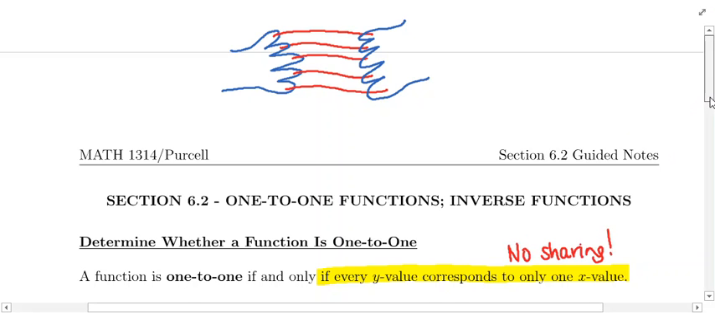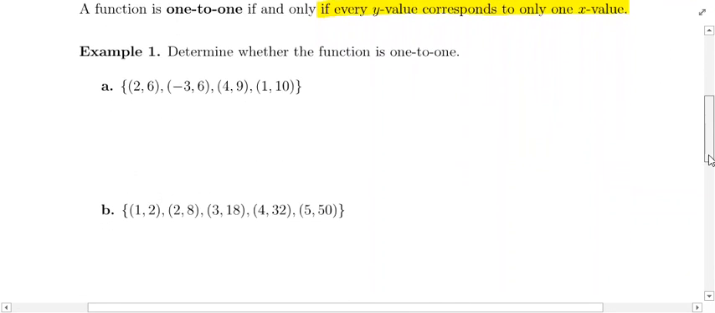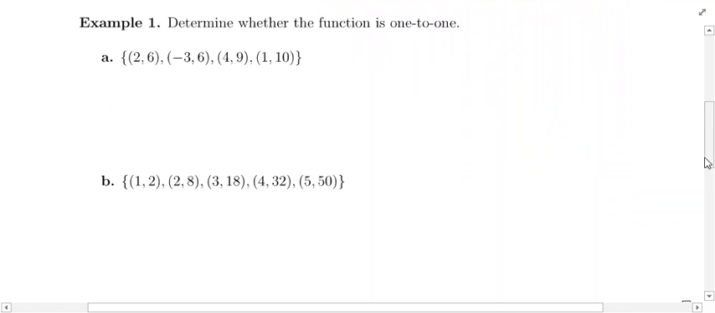All right, so let's take a look at example 1. What we have here is a set of ordered pairs in each part. Part A and part B each have a set of ordered pairs, and the directions say to determine whether the function is one-to-one. If you think back to the beginning of the semester, we saw something like this where we had this set of ordered pairs.